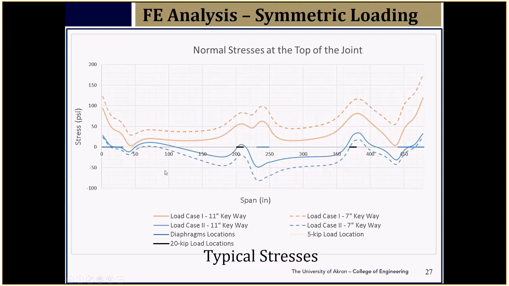So obviously the stresses, the tensile stresses, are reduced by a significant margin if we increase the depth of the joint, or the keyway depth is increased. So that's for 7 inches and 11 inches. So if we increase it from 7 to 11, we get a substantial decrease in our tensile stresses. Same thing for tension at the bottom.